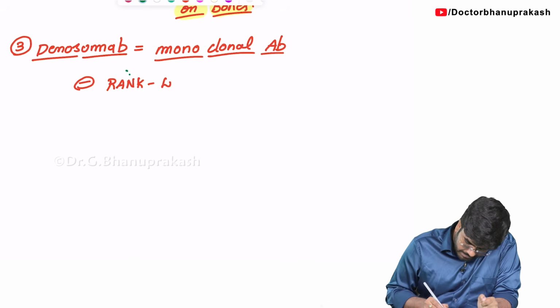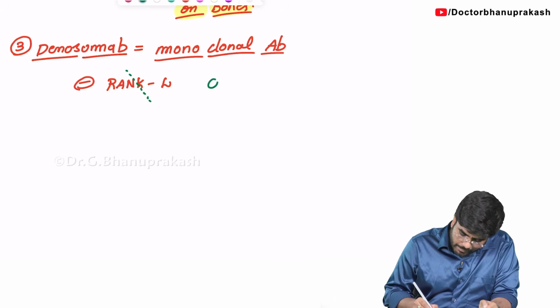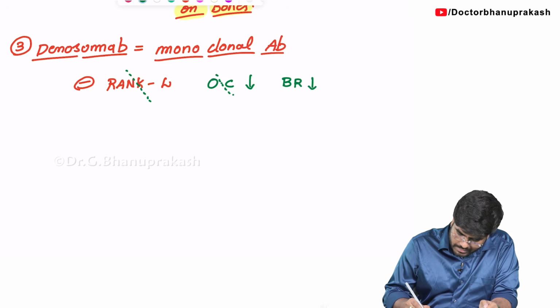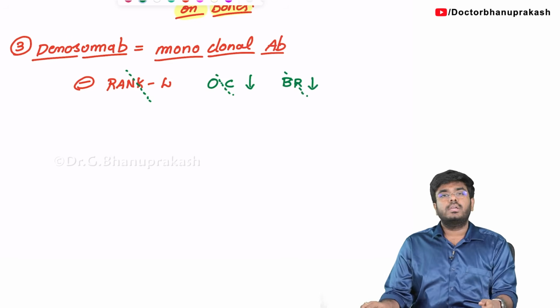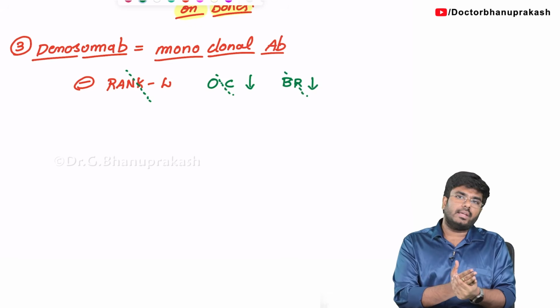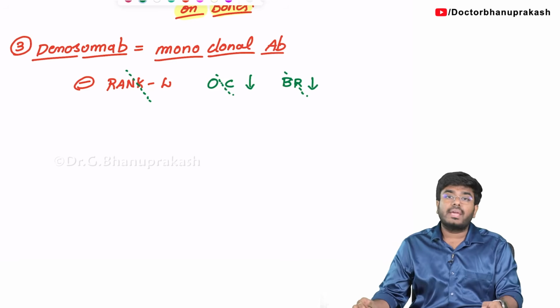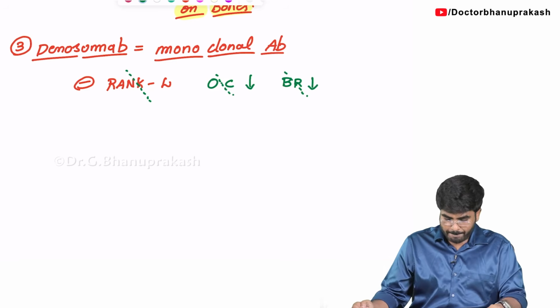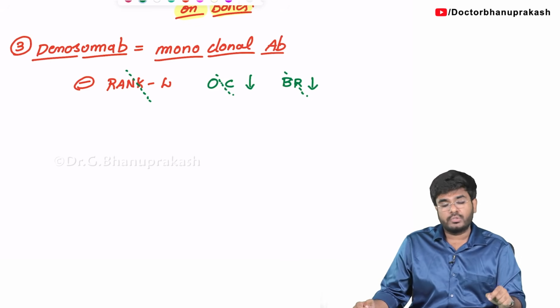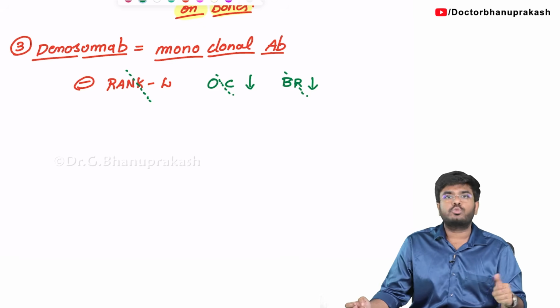So now, do you think RANK ligand will be available? No, no RANK ligand. Without RANK ligand, what do you think will happen to the osteoclast? Osteoclastic activity decreases. What will happen to the bone resorption? Bone resorption decreases. So that's actually good. Denosumab is acting like osteoprotegerin, inhibiting the RANK ligand. So denosumab can be used. They will ask you which of the following monoclonal antibodies is used in the treatment of osteoporosis: omalizumab, bevacizumab, denosumab. Denosumab is the answer.